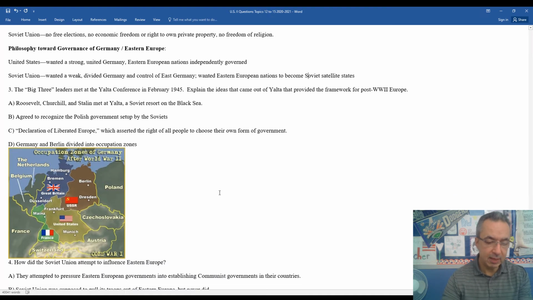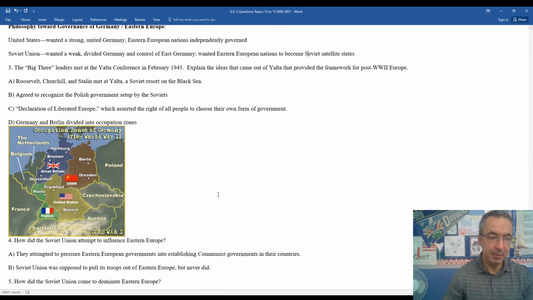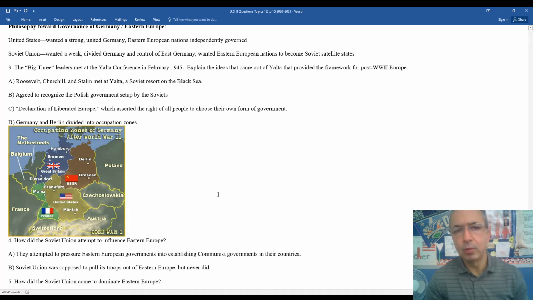The Soviet Union really attempted to basically dominate Eastern Europe. After World War II came to an end, the Soviet Army, which had rolled through Eastern Europe in order to get into Germany, basically never left. They put pressure on Eastern European governments to establish communist governments in their countries. The Soviet Union was supposed to pull its troops out of Eastern Europe. They did, but not until the 1990s. So they would wait another 45 years before they officially pulled them out.